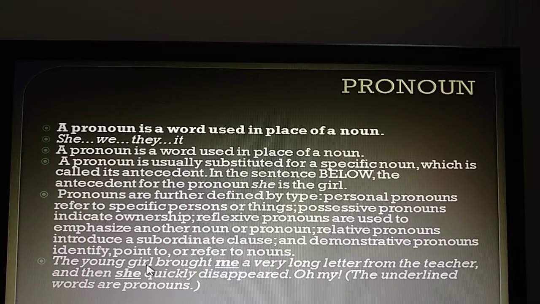Pronouns are further defined by type. Personal pronouns refer to the specific persons or things. Possessive pronouns indicate ownership. Reflexive pronouns are used to emphasize another noun or pronoun. Relative pronouns introduce a subordinate clause, and demonstrative pronouns identify, point to, or refer to nouns. The young girl brought me a very long letter from the teacher, and then she quickly disappeared. Oh my, the underlined words are pronouns.